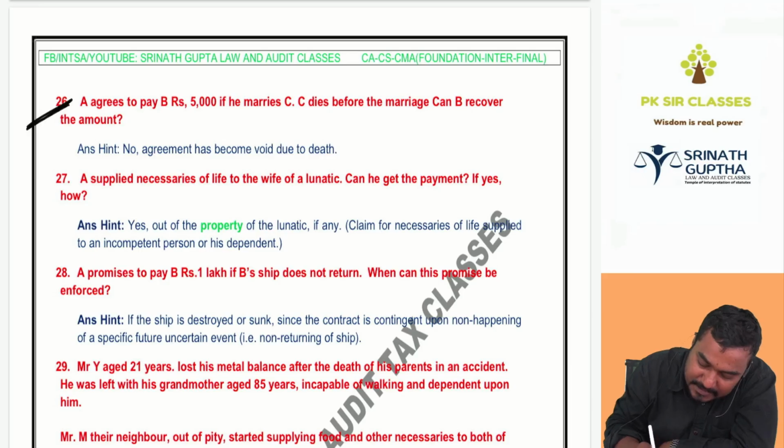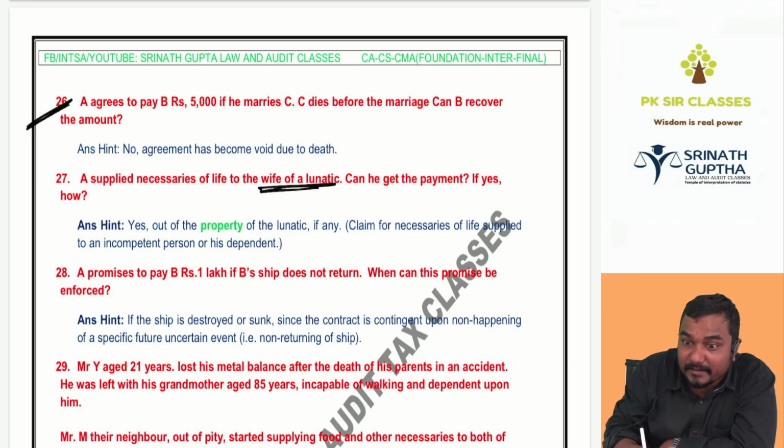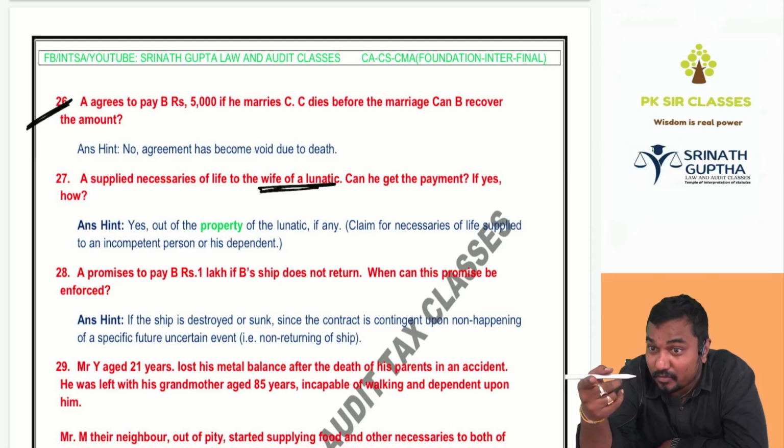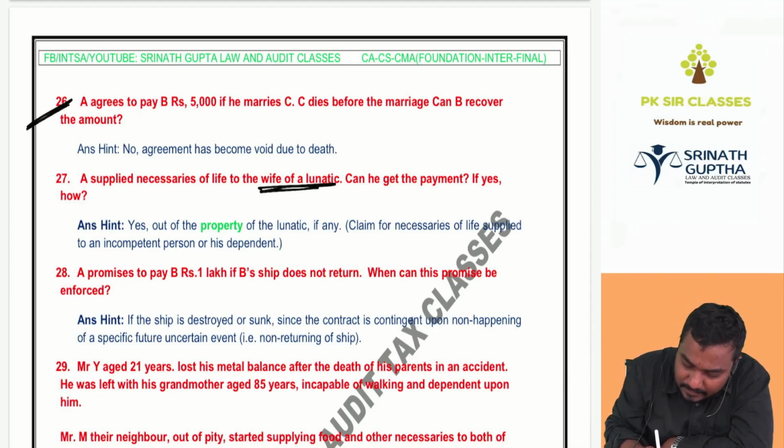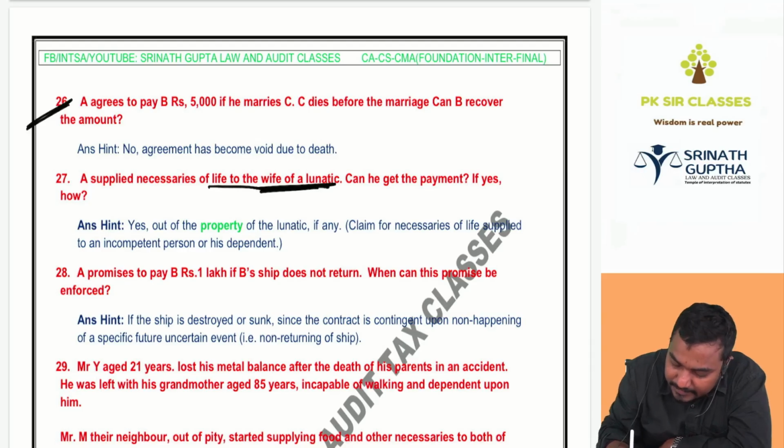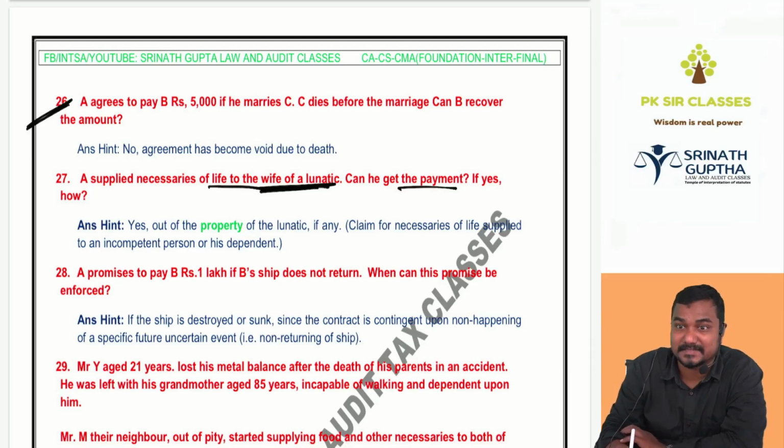A supplied necessaries for the life to the wife of a lunatic. Which contract is that? Quasi contract. I am in the place of the wife, I give to mother, so I am supplying necessities, medicines. Can he get the payment? Yes, out of the assets. Necessity supplied to an incompetent person or his dependents.